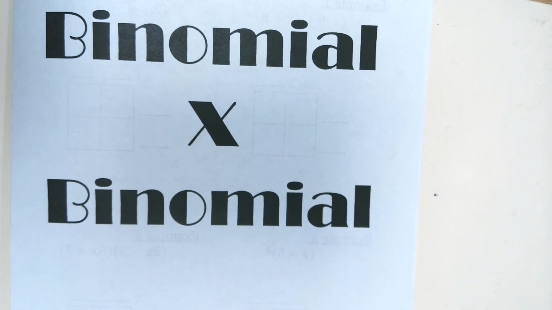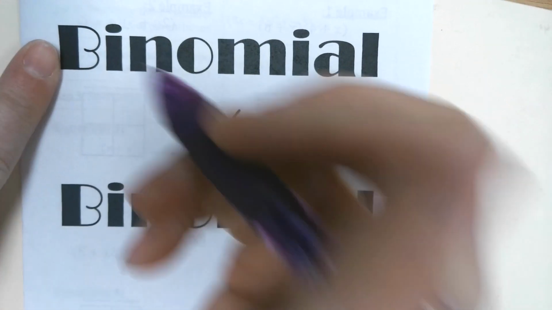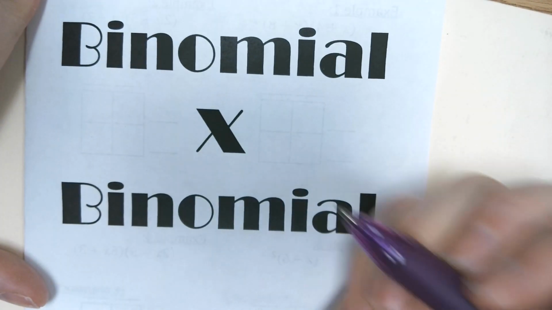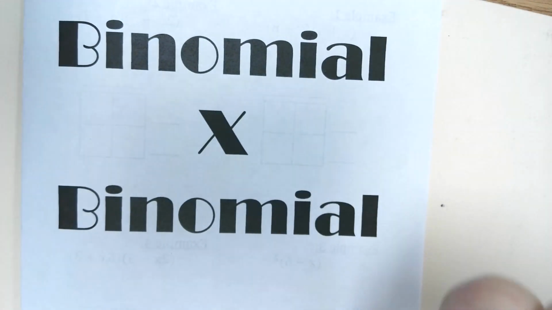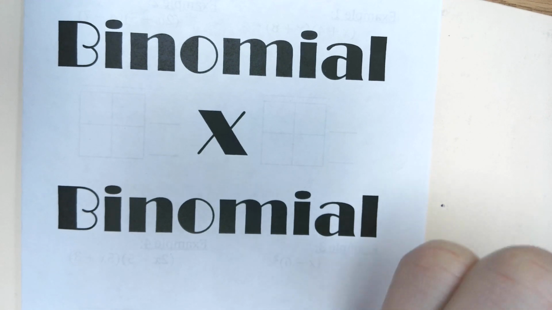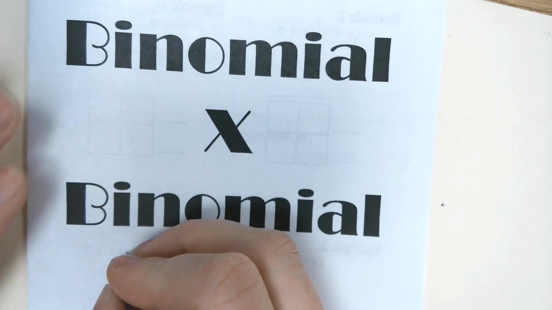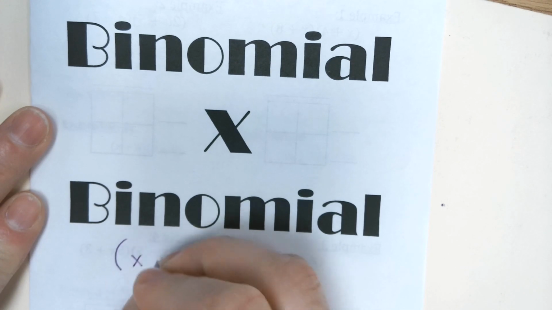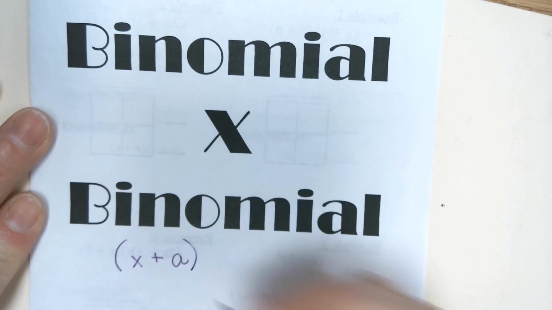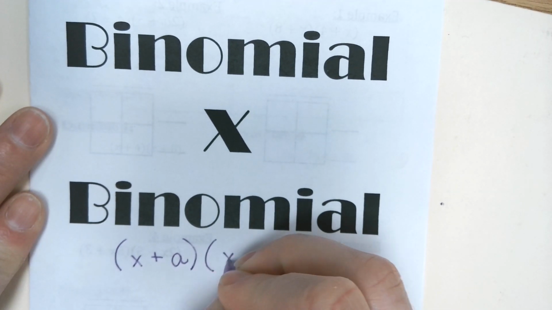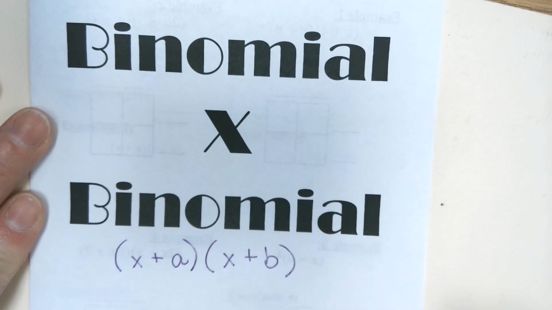We are multiplying a binomial times a binomial. A binomial is two terms, so you're multiplying two terms by two terms. What it's going to look like is this: x plus some value like a, times x plus b.